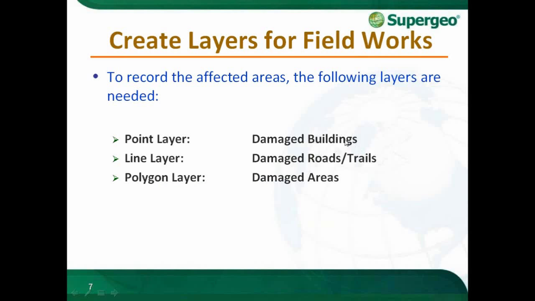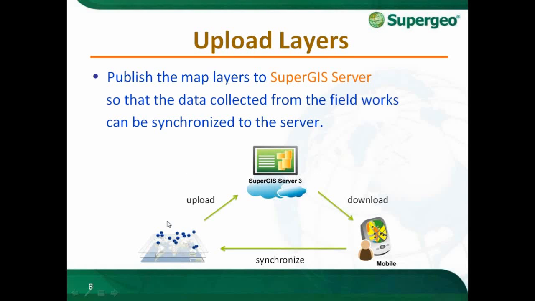Okay. So before uploading the data, we have to prepare different layers for different purposes. For example, we have a point layer for the damaged buildings, a line layer for the damaged roads and trails, and a polygon layer for the damaged areas. So these are the layers we need. Then after we prepare all this data, we can upload it to the SuperGIS server so that we can download the data to our mobile devices for the field work and to collect data. And after the data are collected, we can sync the data back to the SuperGIS server and display it in real time. So this is what we're going to introduce today.